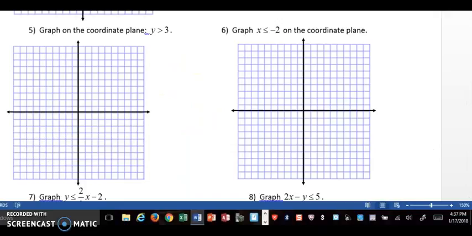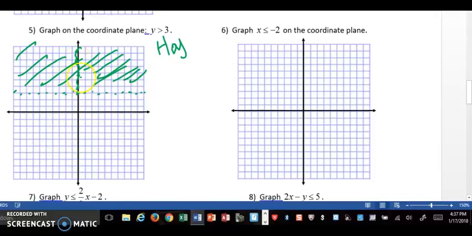Let's go to 5 and do a horizontal line this time. When y is greater than 3, you can use HOY again. HOY means horizontal 0, y equals something. So you're going to go to 3 on y, and then you're going to draw a horizontal line that goes through the 3. So do a dashed line because the inequality sign does not have an equal sign. And then y is greater than 3, so it goes up this way. So you're going to shade that section. So anything greater than 3 for y is the answer.